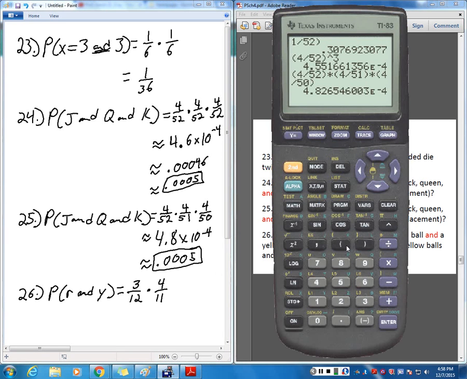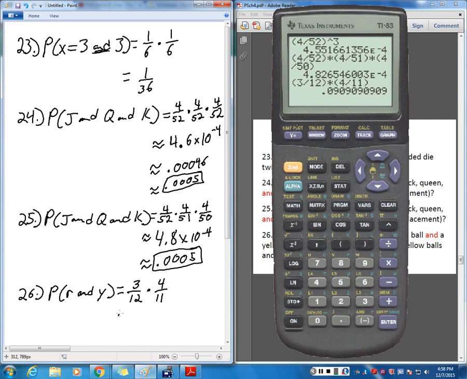Well, let's find the decimal equivalent of that. All right, the answer is 0.0909 approximately.